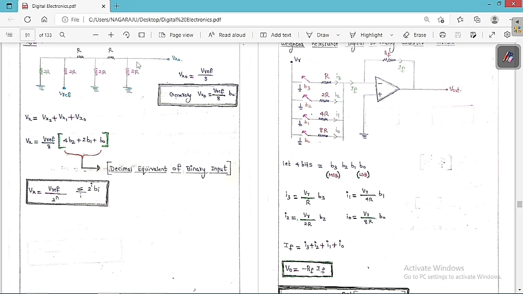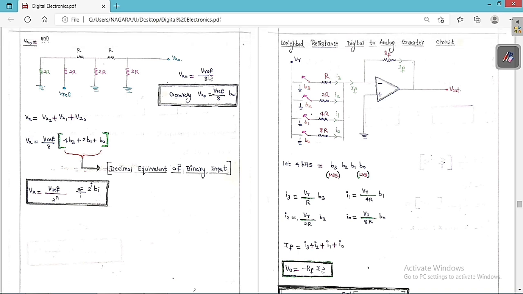Now I want to find this voltage Vx0. This is a very simple network analysis problem. We can easily simplify the network, and finally we can find the value of Vx0. If we do that, we get Vx0 is equal to V reference by 8. This is the voltage that we get. Now I want to find the general expression of Vx0.